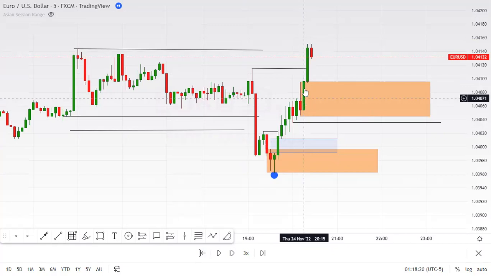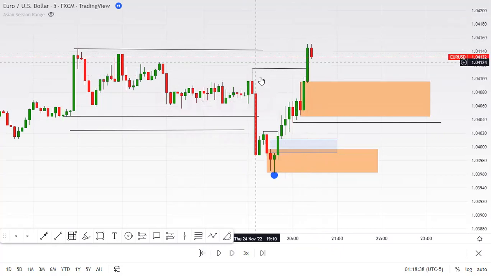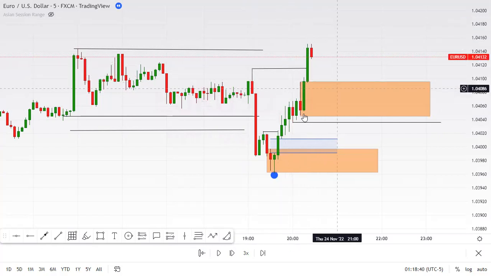Okay. So you have to make sure it is the last opposite candle. Now we can see the last opposite candle was this one, before we saw a break of market structure. And also we saw a big momentum. You see these very big candles, okay?